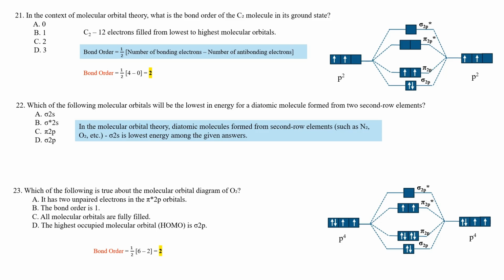All molecular orbitals are fully filled. Incorrect. The highest occupied molecular orbital, or we simply say HOMO, is sigma 2p. Here, the highest occupied molecular orbital is pi star 2p. So, statement D is also incorrect. Then the answer is A. It has two unpaired electrons in the anti-bonding pi star 2p orbitals.